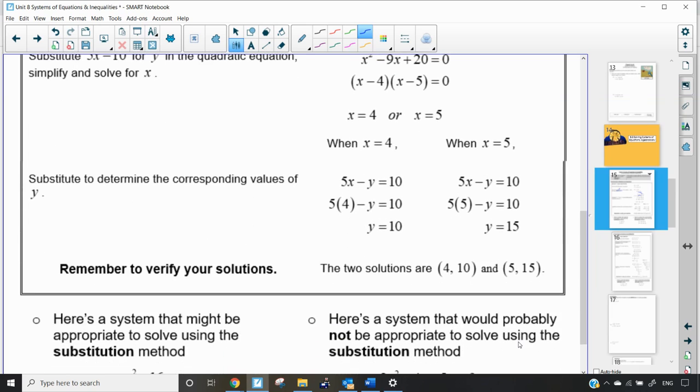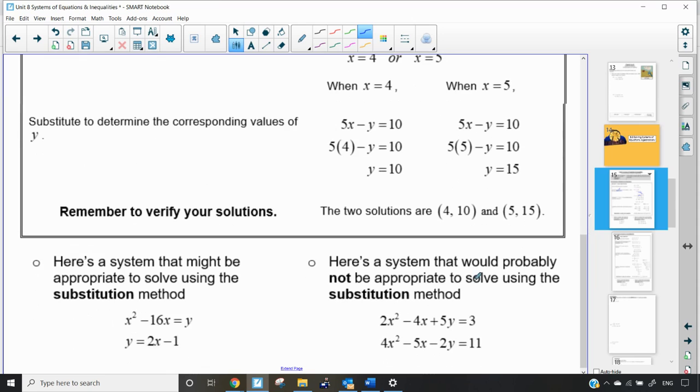At all points, we need to verify our solutions. If we are solving algebraically, then we're going to verify graphically. If we're solving graphically, we're going to verify algebraically using left side, right side. So if I have my solutions of (4, 10) and (5, 15), I would be graphing my original equations on my calculator to check to see if these are my intersection points.